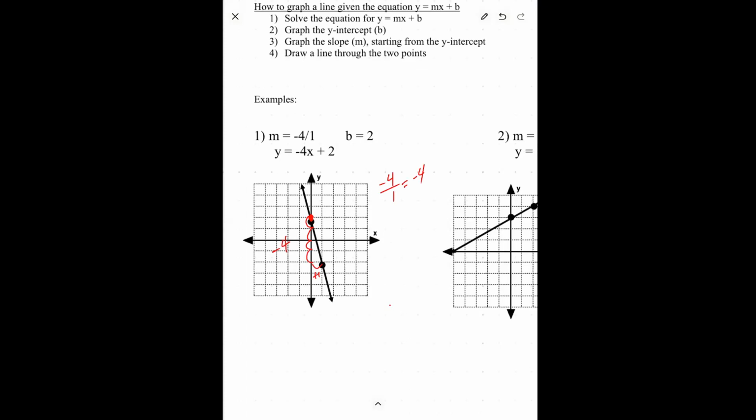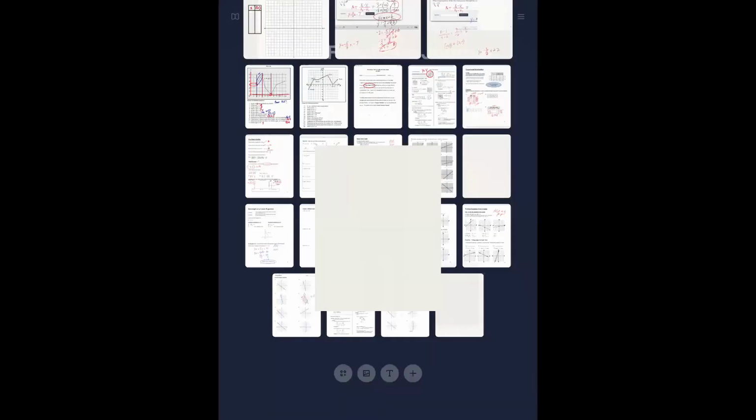Now, the y-intercept is where the line crosses the y-axis. So it literally crosses here. So the y-intercept is +2. Once you know the slope and the y-intercept, you can put those two together. It's going to be y = -4x + 2. Boom, done. That's the equation. So now let's look at some of these questions.